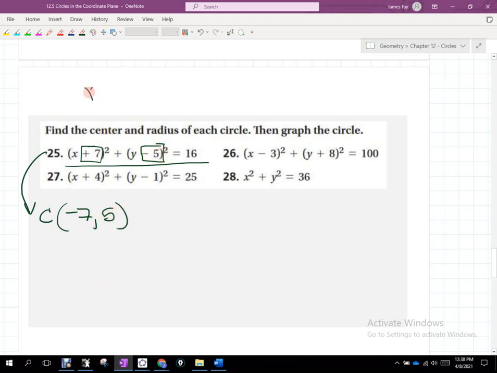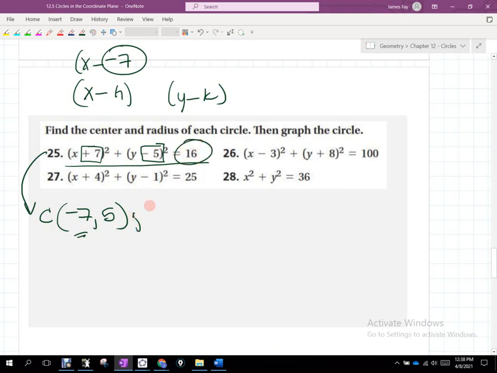Because the format, remember, is always x minus h, right, lowercase h, and y minus k. So if it's a plus sign, then we would write it as x minus negative 7 to make that plus sign, right? So then negative 7 is the h value. Same thing for the k. What's the radius going to be? The radius is 4.